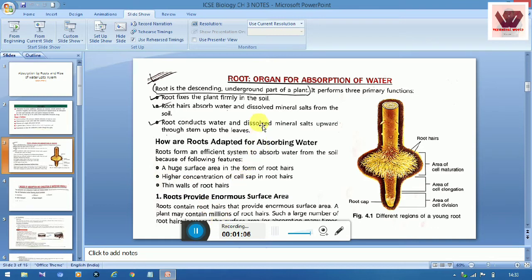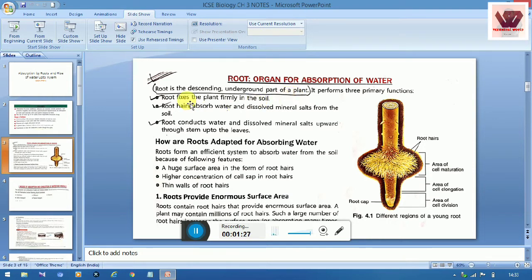Now we shall see what is root. Root is the organ for absorption of water. Root is the descending underground part of a plant. This root is the underground part of a plant through which absorption of water is done.